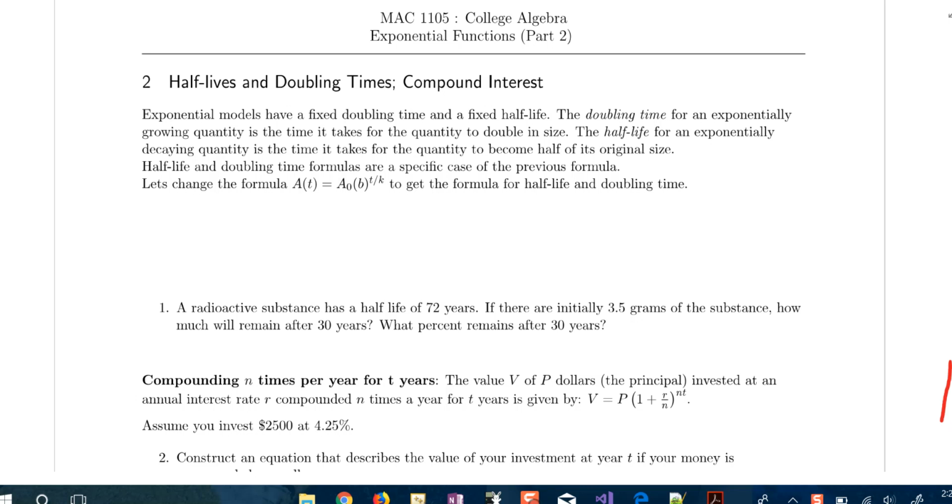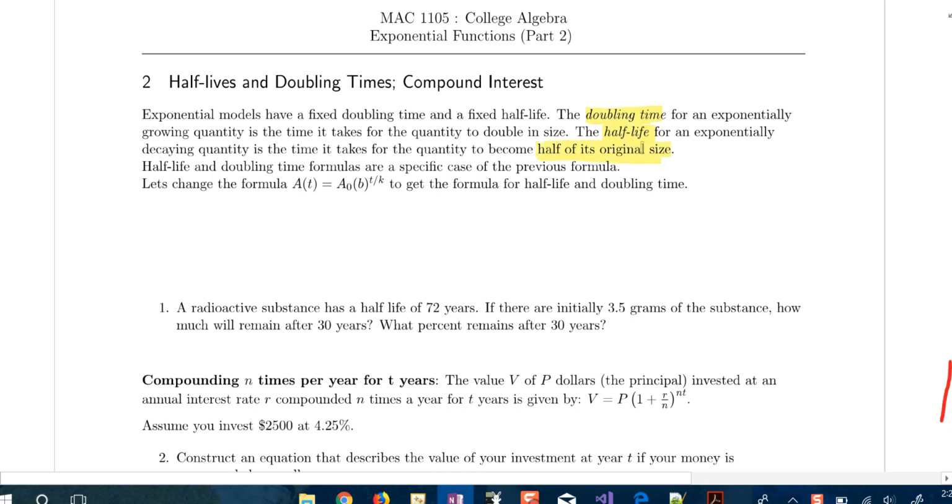All right, so basically part 2 is just more applications. So we're going to look at half-lives and doubling times and financial problems that involve exponential models. Exponential models have a fixed doubling time and a fixed half-life. What is the doubling time? The doubling time for an exponentially growing quantity is just the time it takes for the quantity to double in size. And the half-life, correspondingly, is the time it takes for the quantity to become half of the original size.